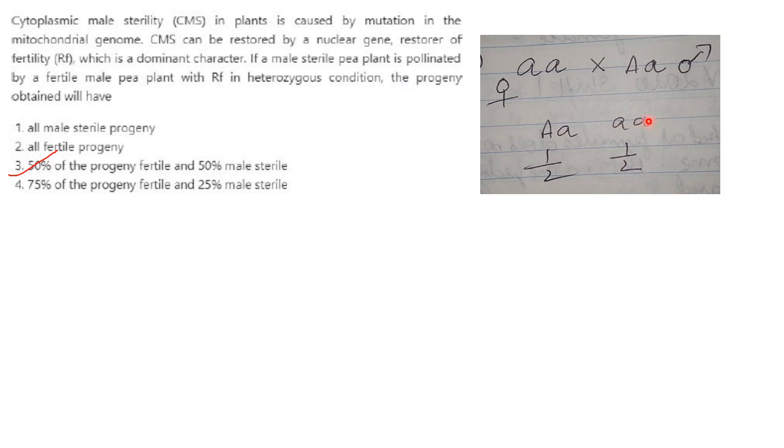The progeny obtained will be, so small a will be the female and capital A small a will be the male. Okay, I made a mistake while explaining. So once you cross it, you will get 50% of the progeny as fertile and 50% as male sterile. So the answer here is option 3.